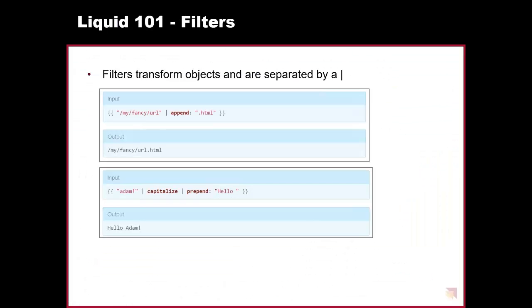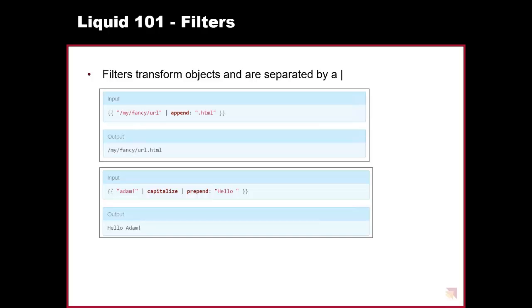Now, let's say that I have data and I want to be able to manipulate it. So there's this concept of filters. The idea of a filter is that you have some object, in this case the first one is a string, and we want to append something to it. The way to use filters is you use the pipe, then the name of the filter, a colon, and then some value.